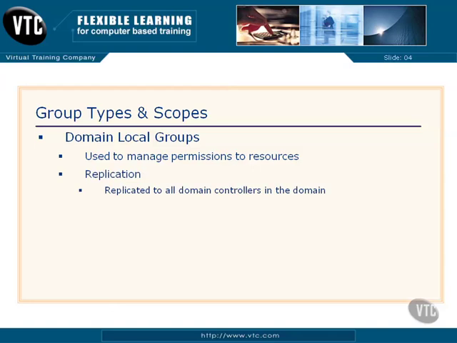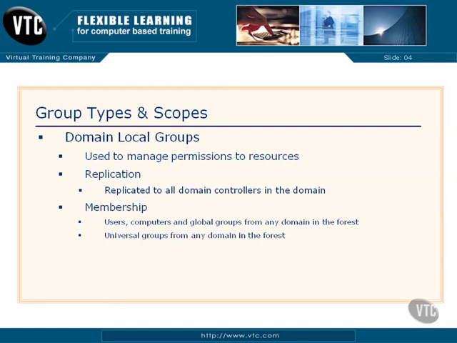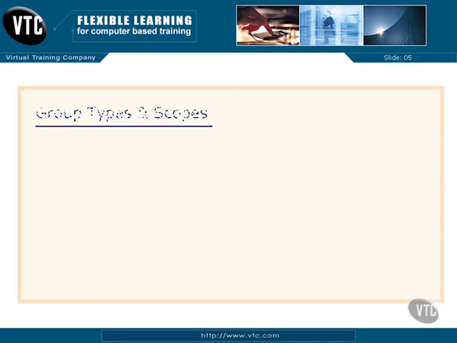Now on replication, it gets sent to all domain controllers in the domain. Who can be members? Users, computers, and global groups from any domain in the forest. Then universal groups from any domain in the forest, and these can be a member of other domain local groups or even just a basic old local group. So we can nest those things.